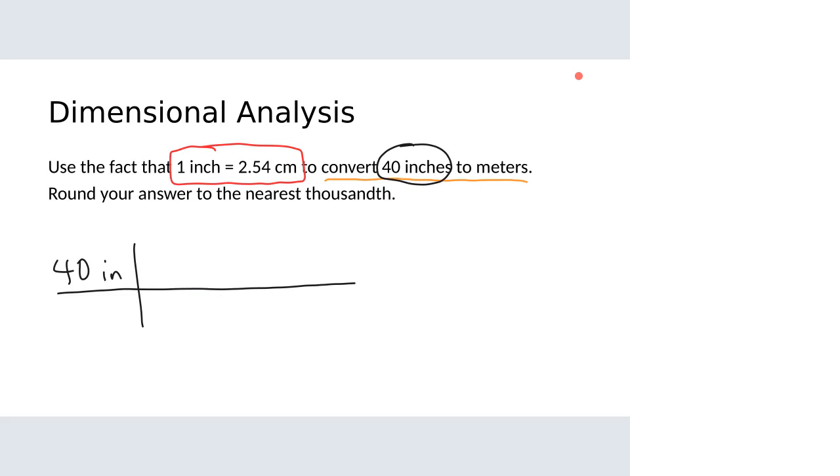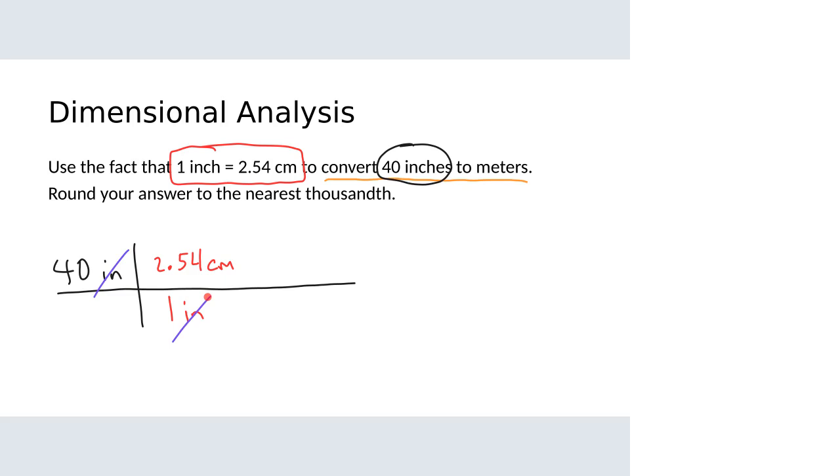Outstanding. Very good, everybody. That's great. This is the part that sometimes gives students trouble. It's really good to see that you're already pretty comfortable with it. The 1 inch is going to go on the bottom, and the 2.54 centimeters goes on the top. And that's not a guess at all. That is purposeful. I've got inches up here on the top. In order to get inches to go away, I need to put inches on the bottom. And once I've done that, my inches on the top cancel with my inches on the bottom.